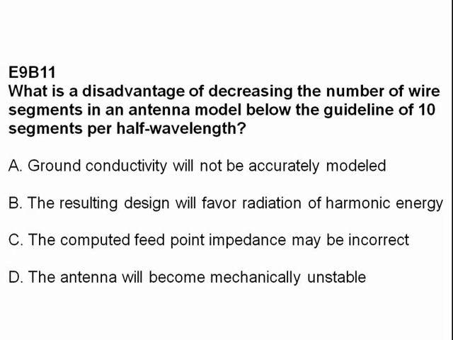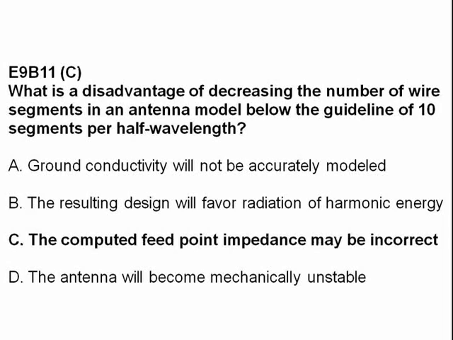What is a disadvantage of decreasing the number of wire segments in an antenna model below the guideline of 10 segments per half wavelength? A, ground conductivity will not be accurately modeled. B, the resulting design will favor radiation of harmonic energy. C, the computed feed point impedance may be incorrect. Or D, the antenna may become mechanically unstable. The answer is C, the computed feed point impedance may be incorrect.